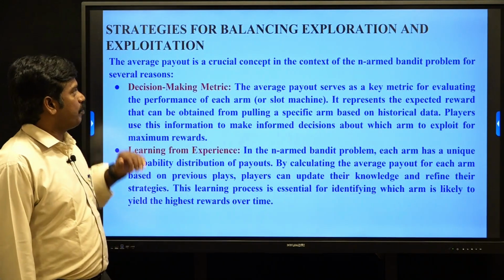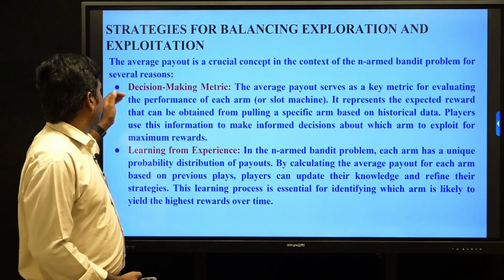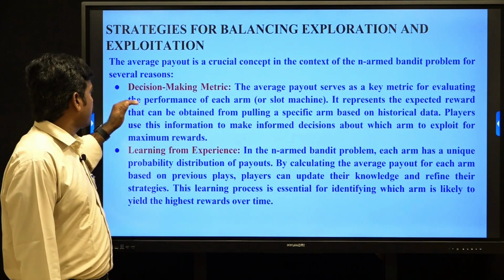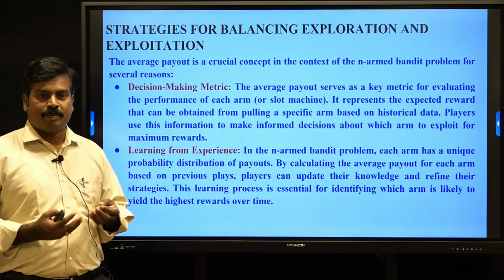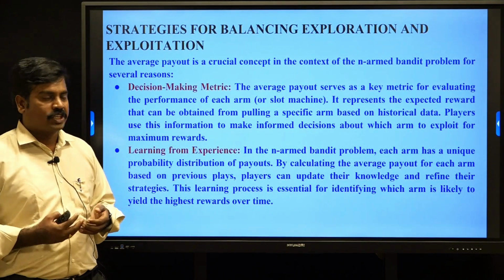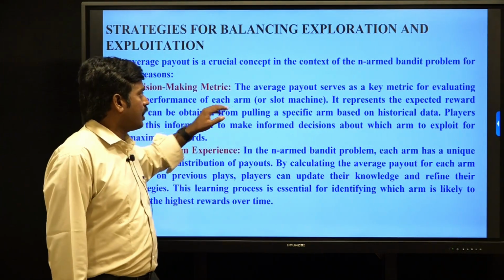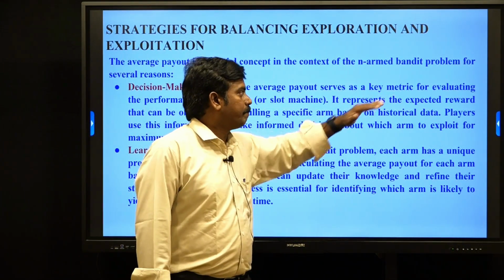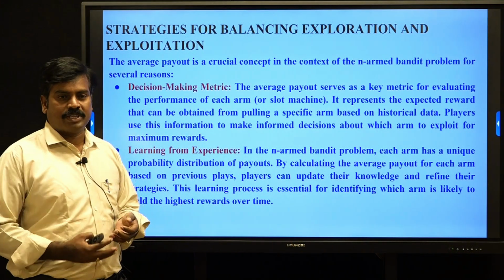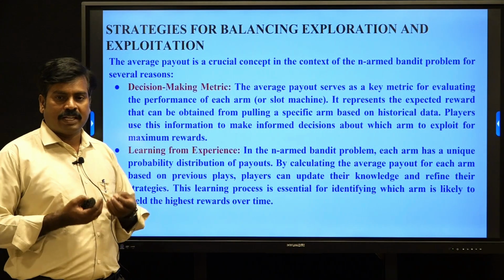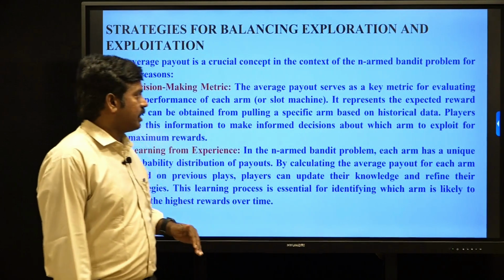In strategies for balancing both exploration and exploitation, there are several considerations. The first one is the decision-making metric. Which metric is best for making the decision? In this multi-arm bandit example, the average payout is the best evaluating metric to find out the best machine and get the best payout. The average payout is the key metric.